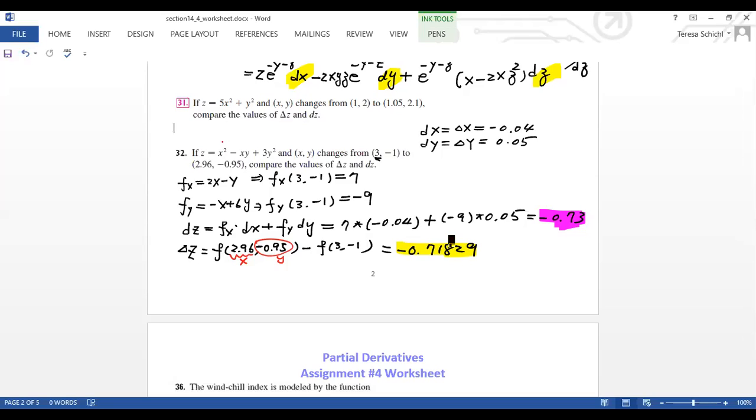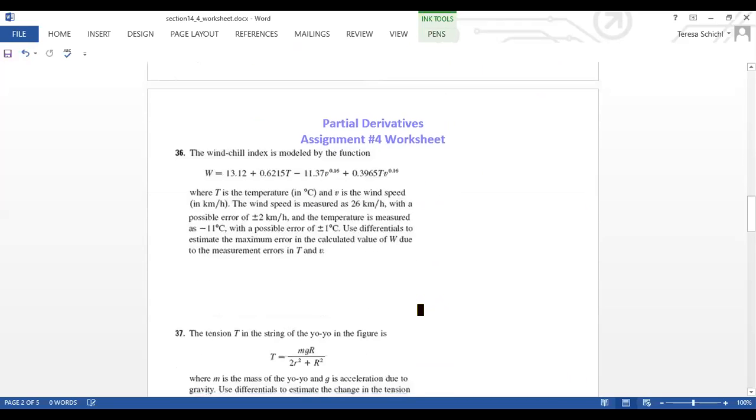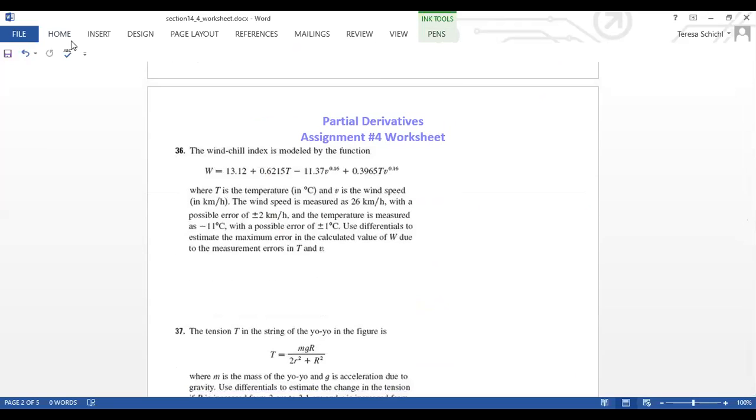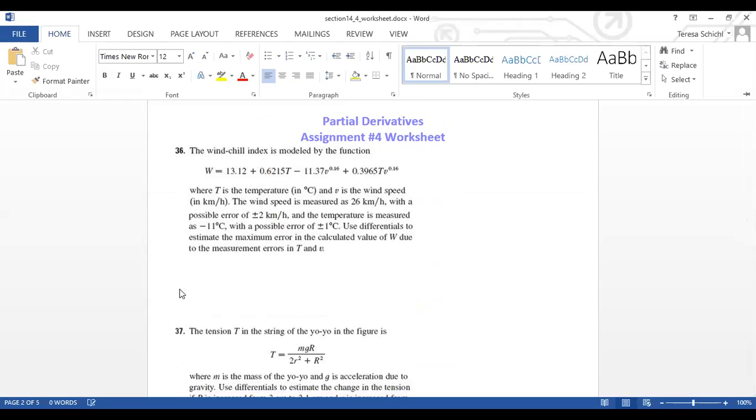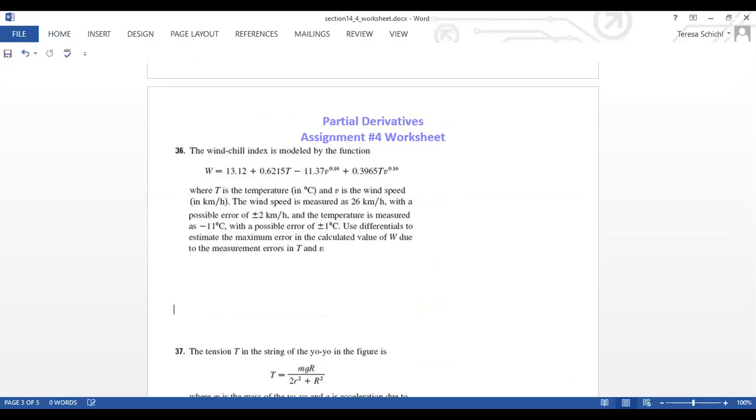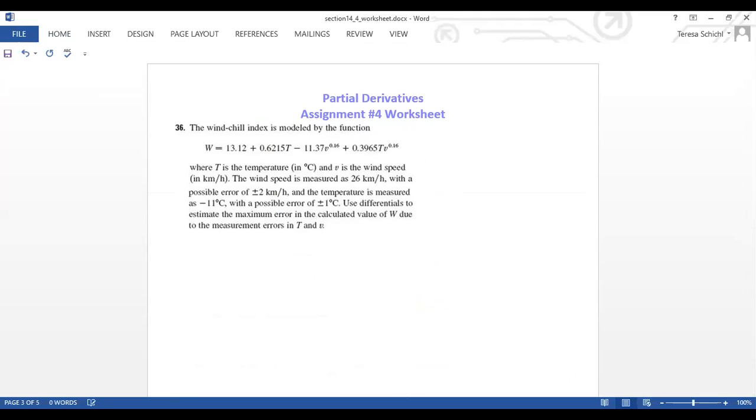Okay, now the last problem I'm going to do is the application problem. Like I said, this type of problem has a lot of applications in real life, and let me give more space for these problems here.